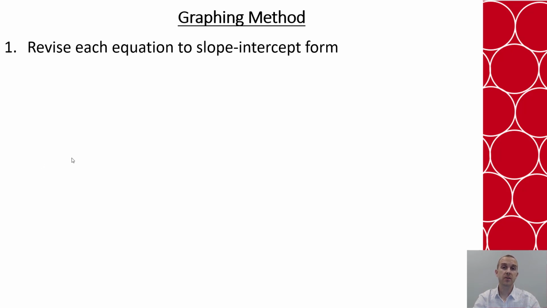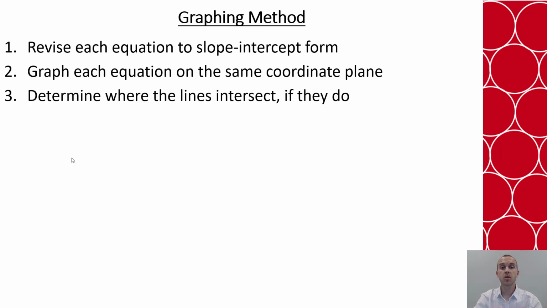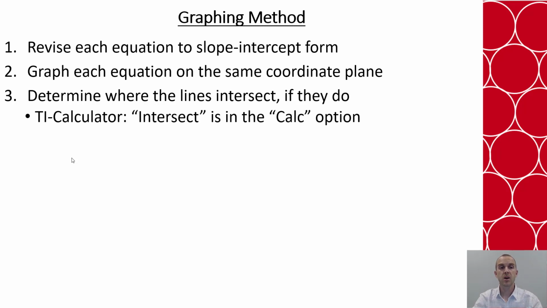If we're going to do graphing, the first thing I would do is rewrite them into slope-intercept form. This makes it easier to graph both of the lines on the same coordinate plane. Then I'm looking for where there is an intersection between the two lines. Sometimes you may have to zoom in or zoom out from your graph if you're using a calculator or something like Desmos. On a TI calculator, if you want to get the precise location, you can use the calc option, which is in that top row of buttons, and look for the word intersect, and then follow the instructions.